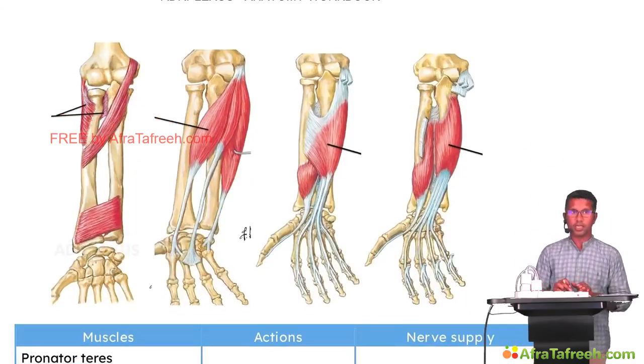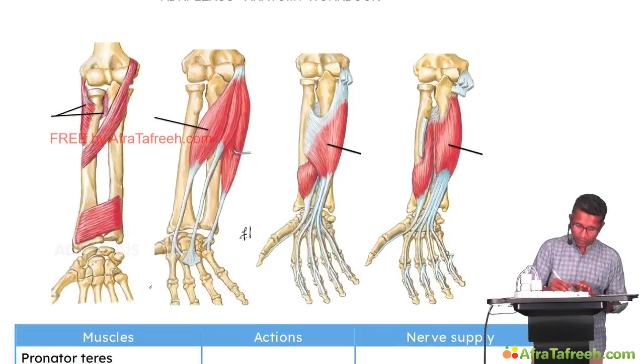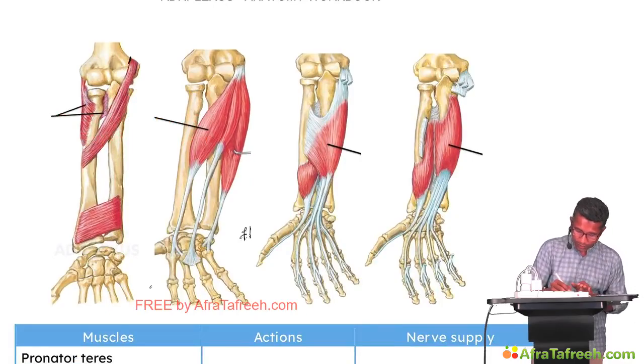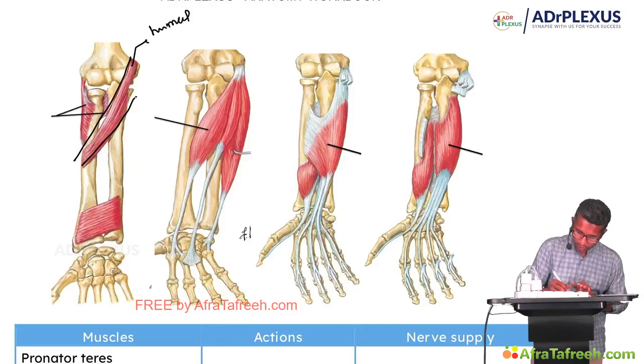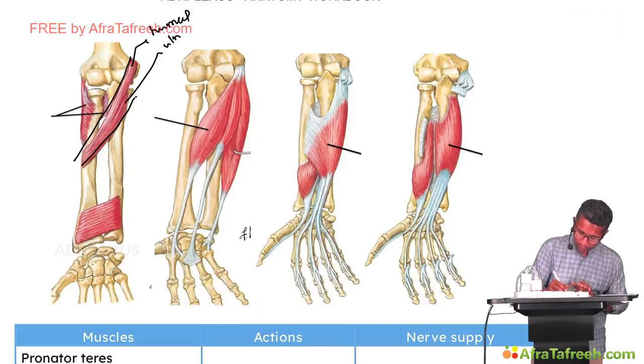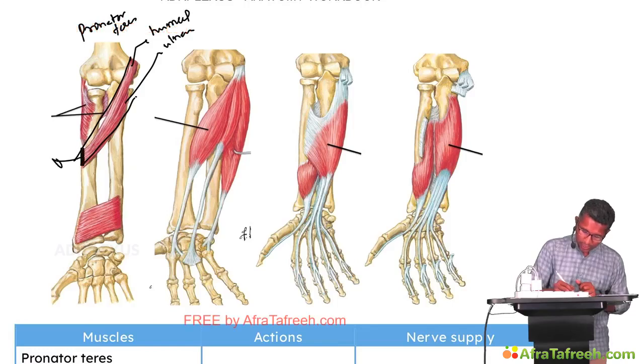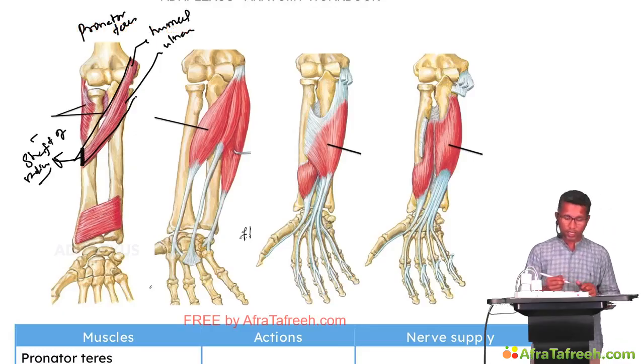So when you see these muscles, the muscle you see here, which has got two heads, one from the humeral head and another from the ulnar, is the pronator teres muscle. This pronator teres muscle gets inserted into the shaft of the radius. It is inserted into the shaft of the radius, okay, clear.